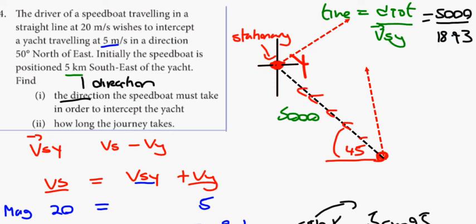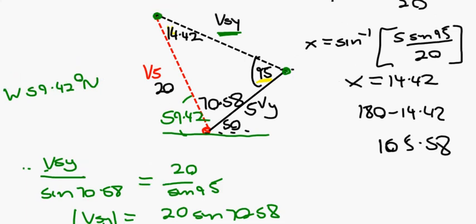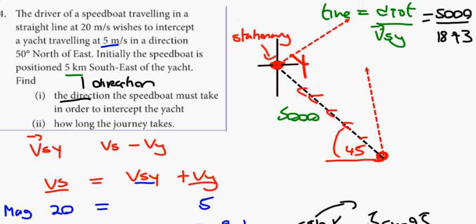Let's have another look at this. So this 5,000 divided by 18.934 will give us 264 seconds. Okay, and that's our answer. How long does the journey take? Done.